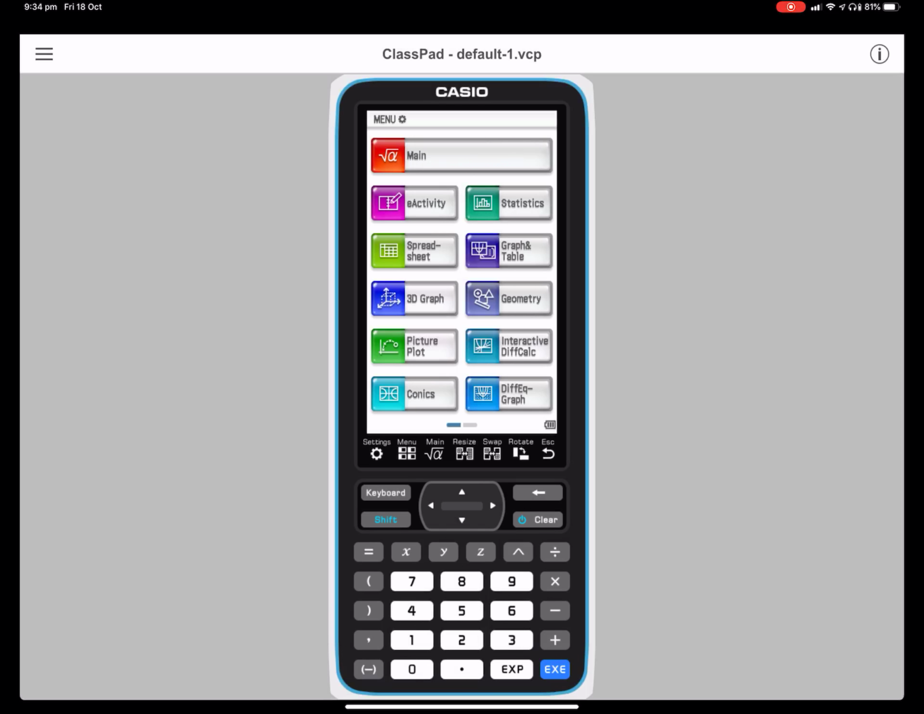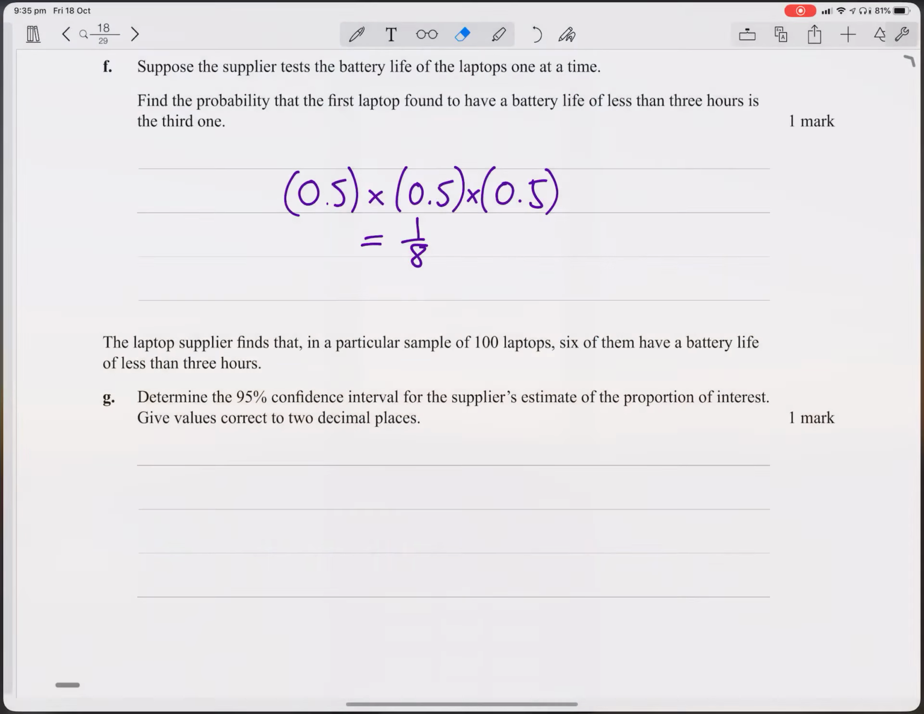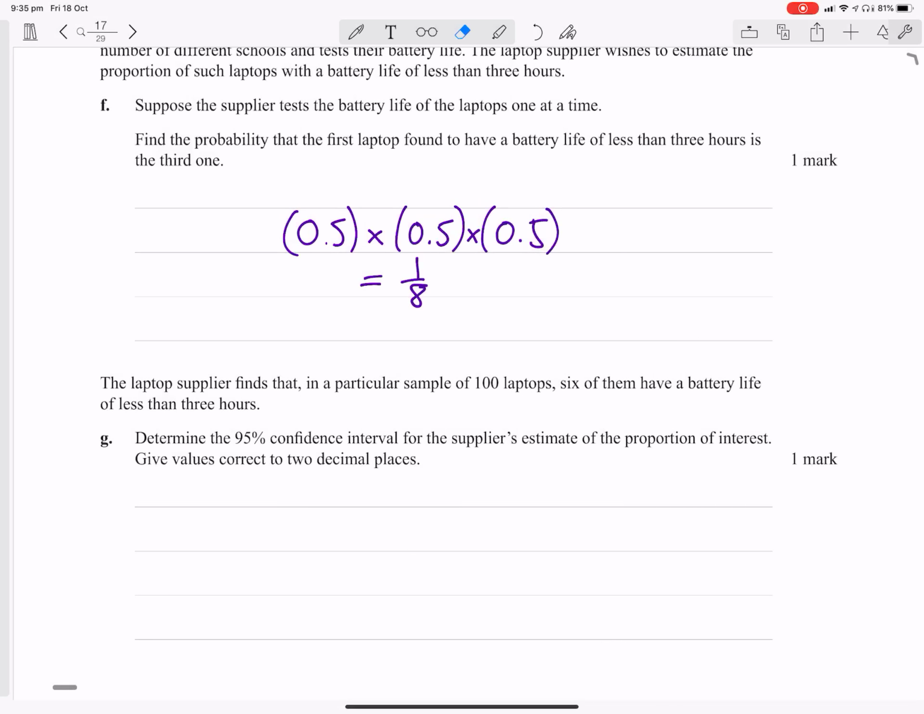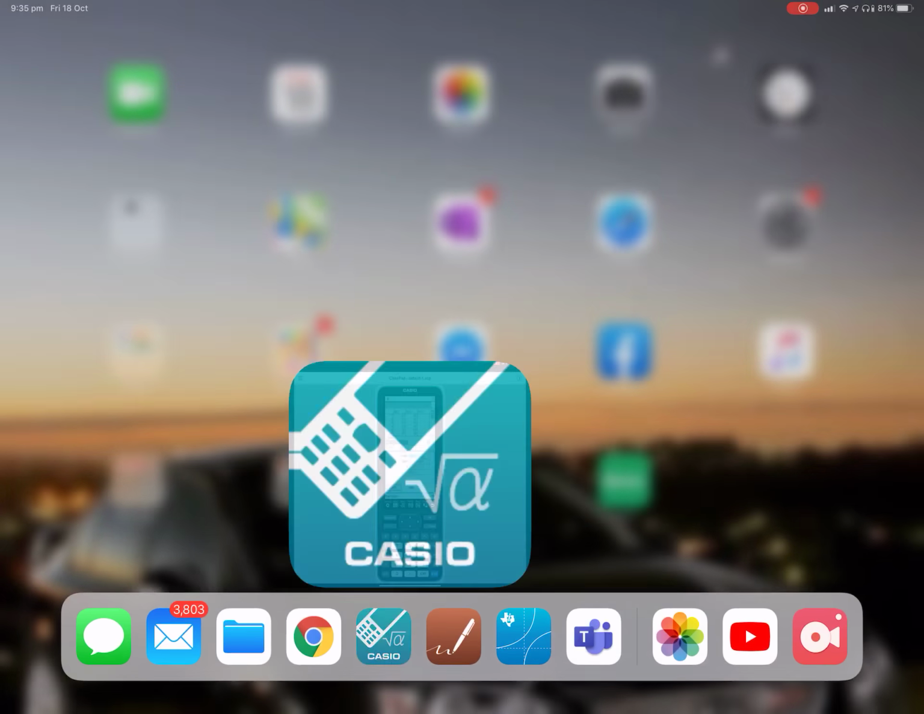So we go statistics, calc, interval, 1 sample Z, no, 1 prop Z. I'm used to Specialist. 0.95, X is 6, n is 100. The lower limit is 0.0134, and then my upper is 0.11.